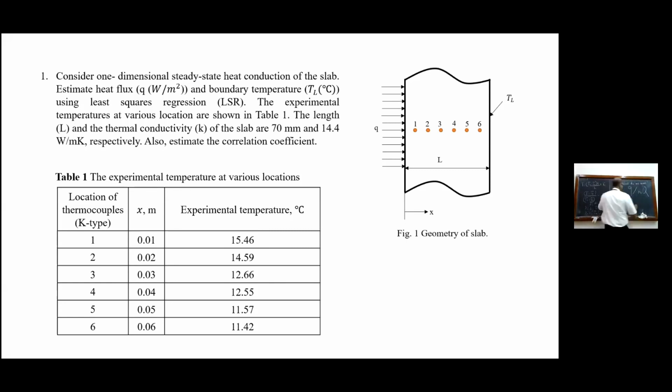Okay, minus K dT by dx, minus K into A, is also equal to, dT by dx is 1 by L. So minus K by L.